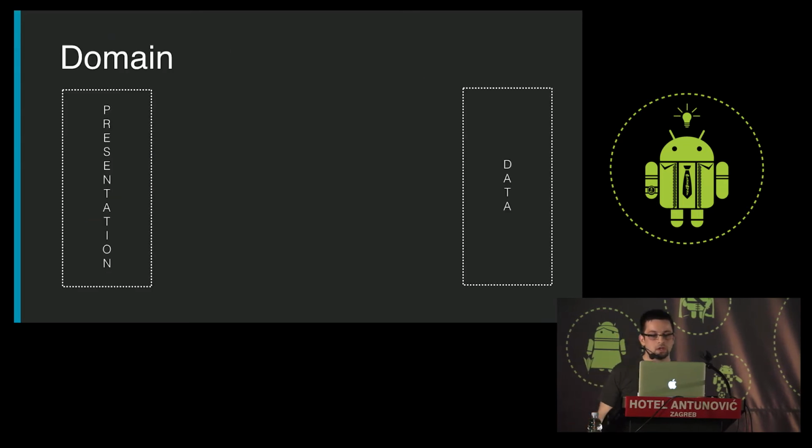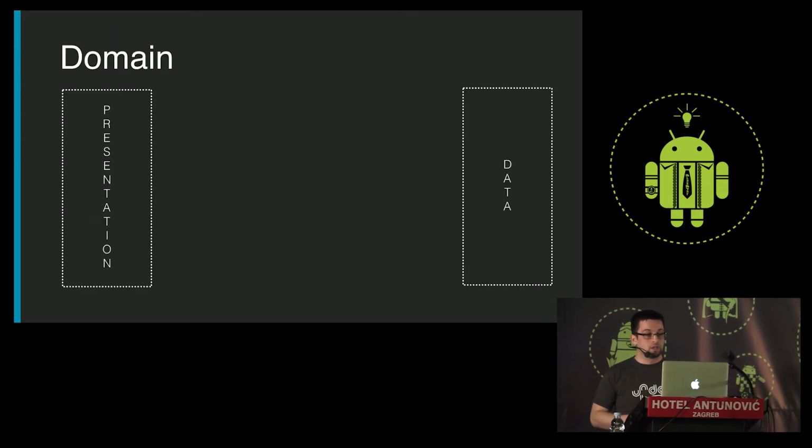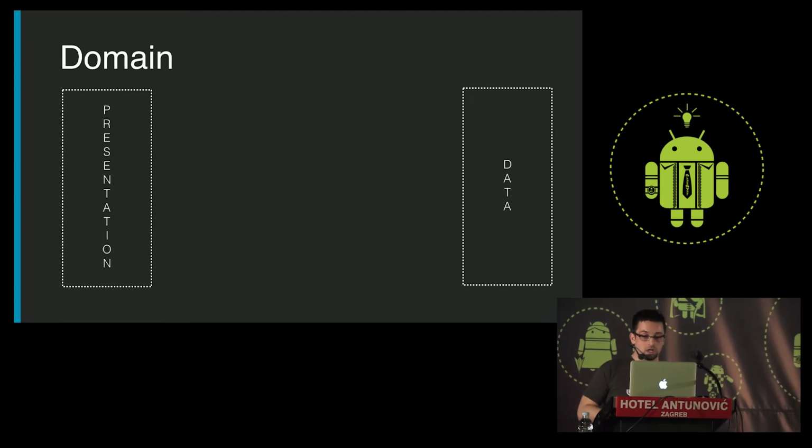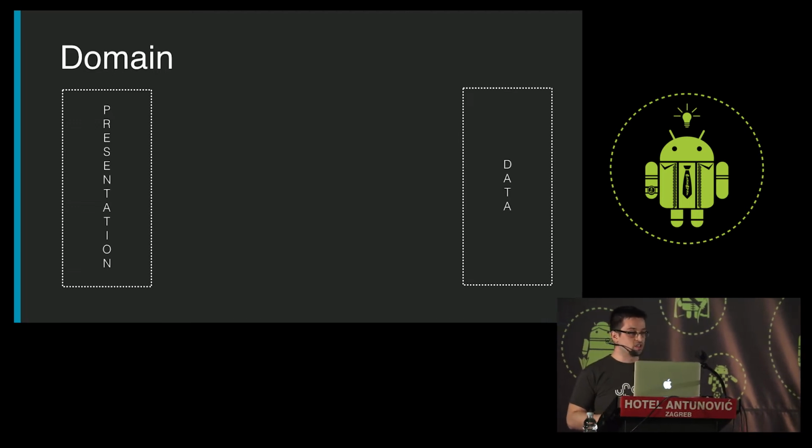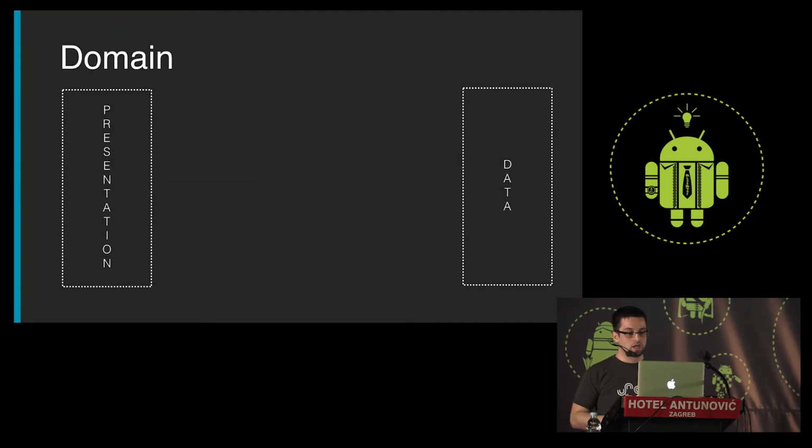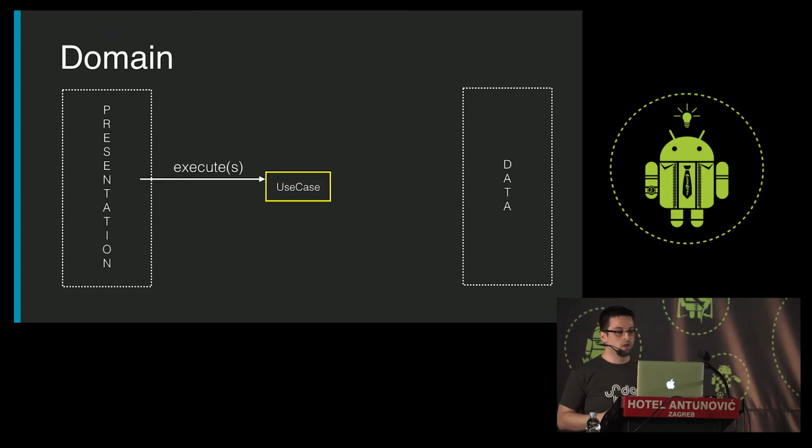Domain. The domain layer is the actual brain of this clean architecture because all the use cases and all business logic are implemented in this layer. And as said, a use case is called from the presentation layer by calling execute upon the use case and passing some callback.